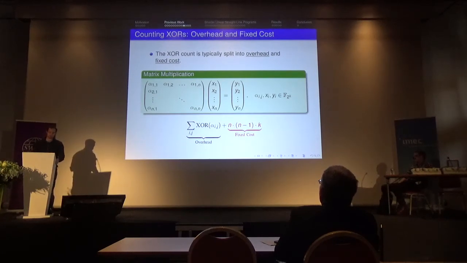And how many additions are there? We have n rows. This is where the n comes from. In each row we have computed n products, so we have n minus 1 additions. And if these elements are from the field F2 to the k, this makes k bit XORs. So this is where the fixed cost, n times (n minus 1) times k, comes from. And if you see it like this, this part is completely inevitable. So it's unavoidable. It's a lower bound.